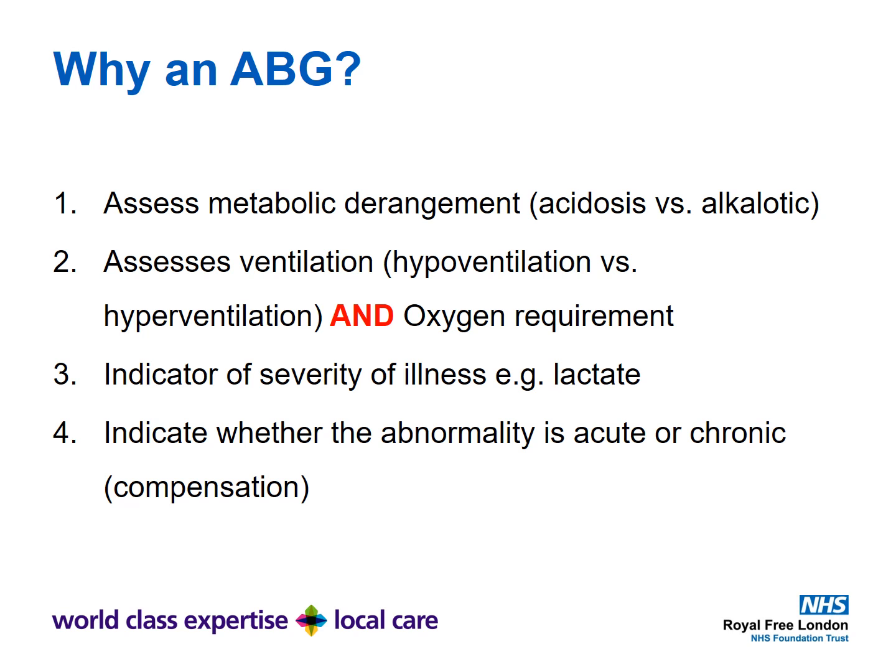It can be an indicator of severity of illness, such as a lactate measurement, and indicate whether the abnormality is acute or chronic, which brings us to the concept of compensation. Generally speaking, if your patient is poorly, they'll have an arterial blood gas done, but we'll come to some examples later as to why an arterial or venous blood gas may be equally appropriate.